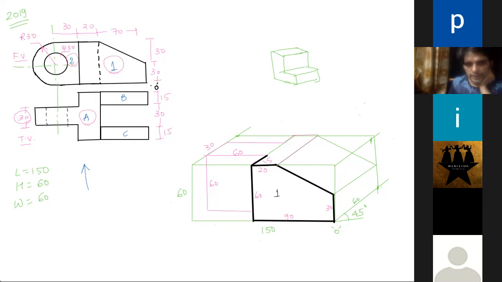Now, we have done part 1, part 2 and part A. Now we need to do part C and D. If you see part C, its width is how much? 15. And it's a slope, right? See this slope. Whatever is there in the front, the same thing is behind.